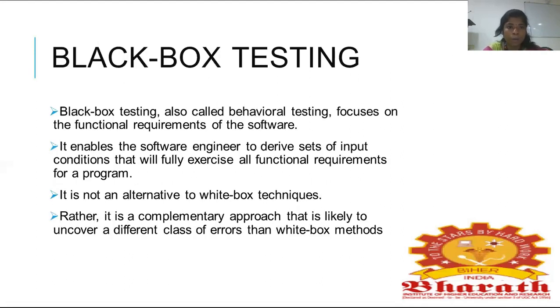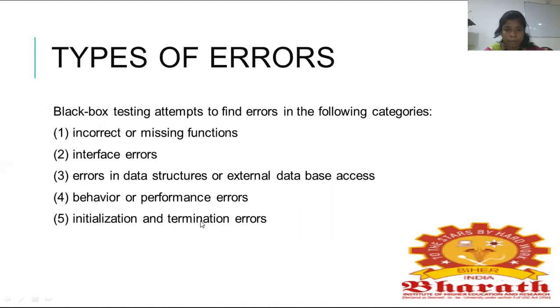Now, we saw white box testing. Next, we look at what is meant by black box testing. What are the techniques we use for black box testing? As I said, white box testing tests the internal structures, whereas black box testing focuses only on the functional requirements. It is also called behavioral testing. It enables software engineers to derive sets of input conditions that fully exercise all the functional requirements of the program. So it is not an alternative to the white box technique. This is different, and the white box technique is different. Rather, it is a complementary approach to uncover errors compared to the white box method.